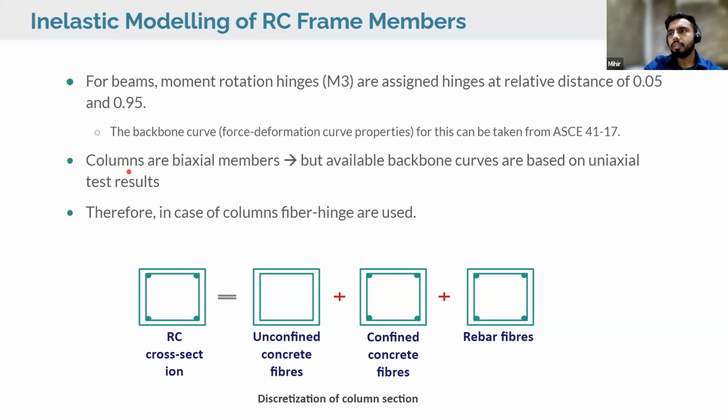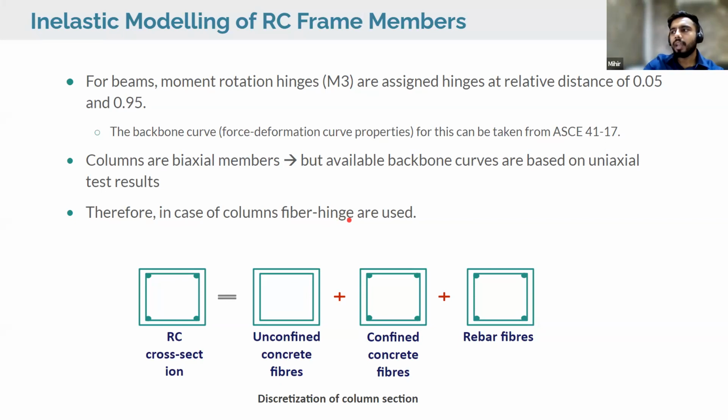Then for the columns, columns are biaxial members. That means bending is dominant in both directions, but the available backbone curves are based on uniaxial test results. That is the main reason why fiber hinges are used. So in the case of columns, we will be using fiber hinges.